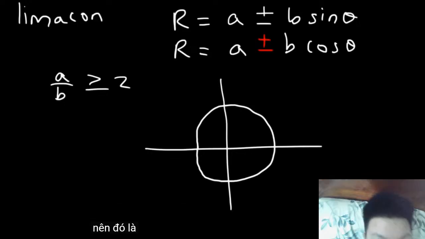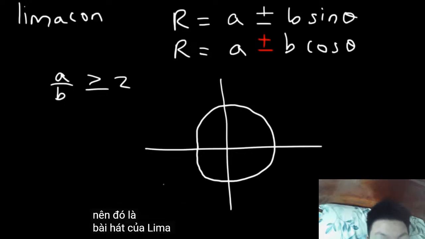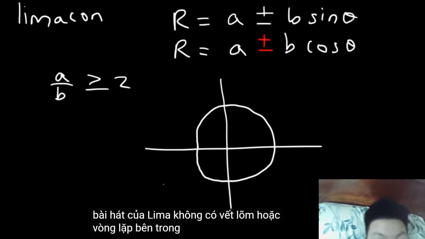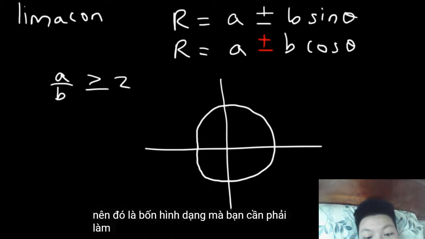So that's the limaçon without a dimple or an inner loop. So those are the 4 shapes you need to be familiar with.